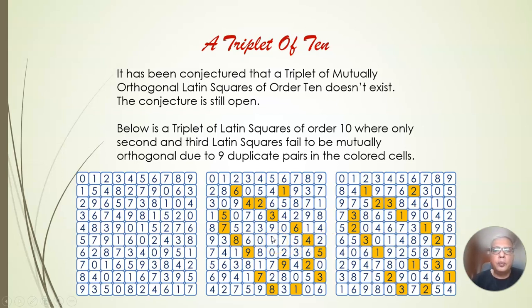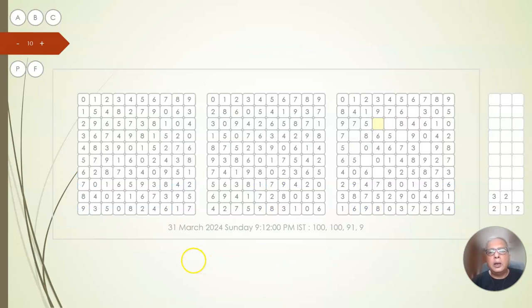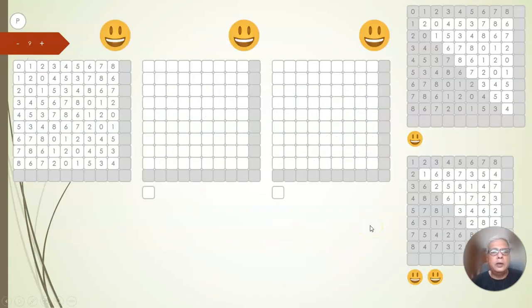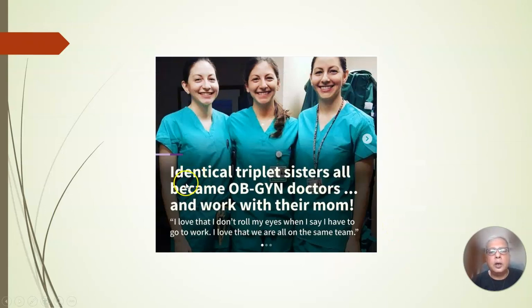Now, this is an open problem in the Latin square area, but it's a very difficult problem. People believe that a triplet does not exist. I made my trials to construct a triplet, but surely failed. Now I think of the triplet sisters from the UK working as doctors with their mom. This could be an inspiration to some researchers.